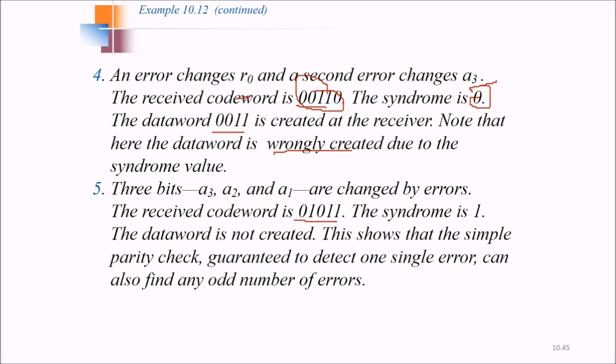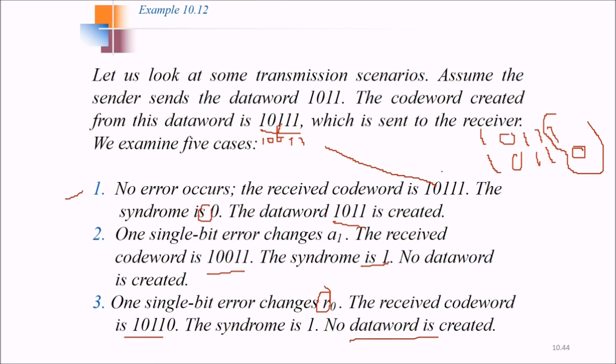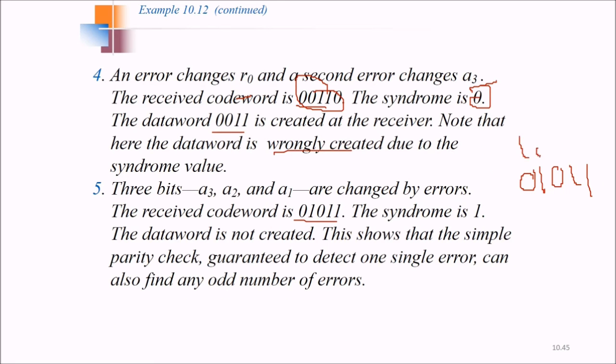Now the received is 01011, and the sent was 10111. So this has changed. A3, A2, A1 have changed. The received code word is this. The syndrome is 1. The data word is not created.